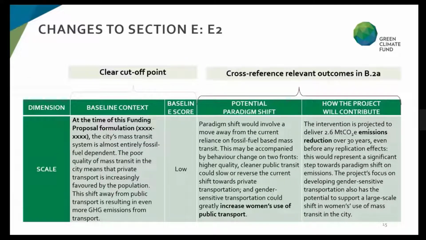Third, it is useful to cross-reference the outcomes identified in B2A in the narrative, because these outcomes logically could contribute towards the project's or program's paradigm shift potential. Notice that in the 4th and 5th columns, familiar outcomes such as the increased use of public transport and emissions reductions were weaved into the narrative. And lastly, be succinct and follow the required limit of 50 words for this section's descriptive elements.